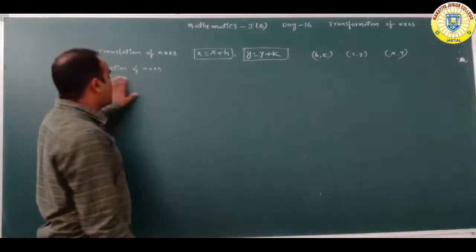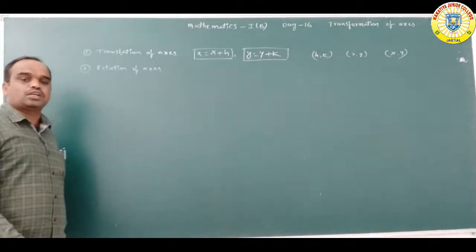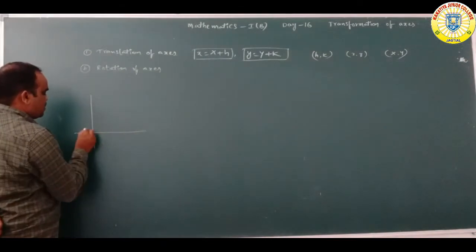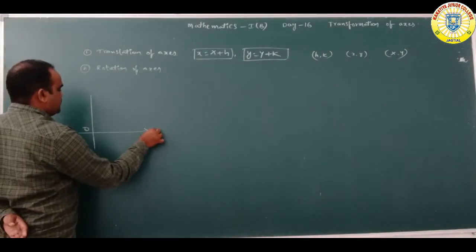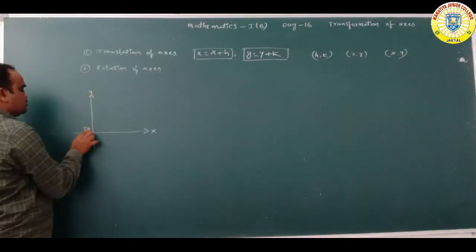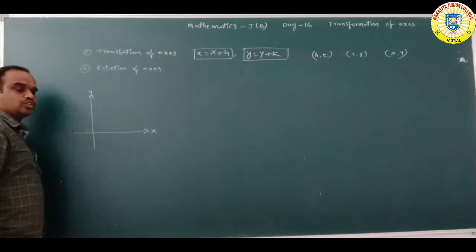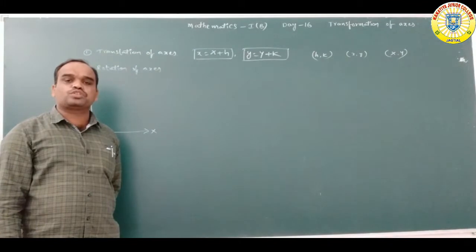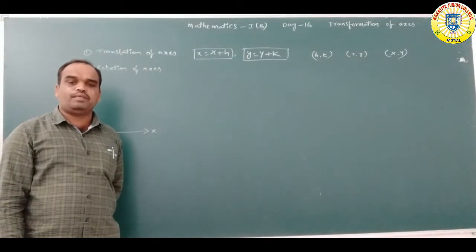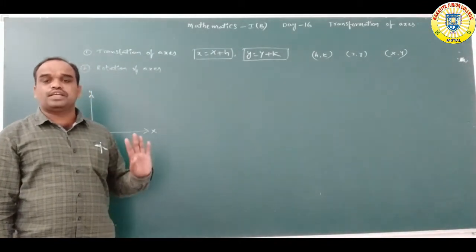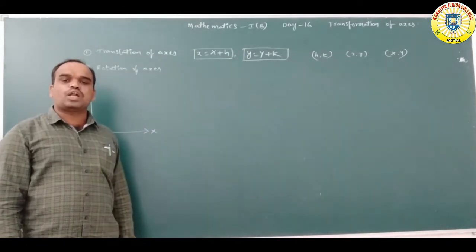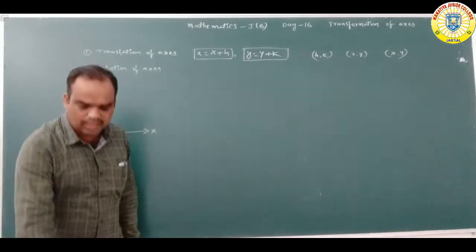Now, rotation of axis. This was also completed last class. Again, one time repeating. See here, this is the origin, this is the x-axis, this is the y-axis. Without changing the position of the origin, the axes are rotated through some constant angle.